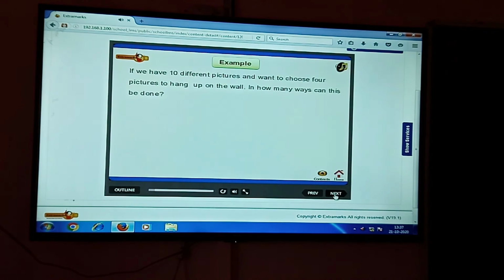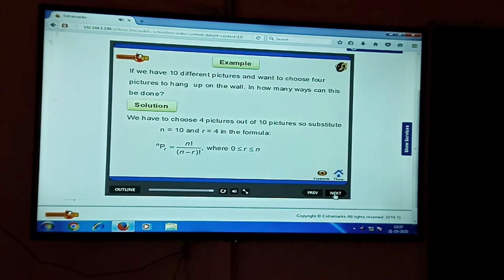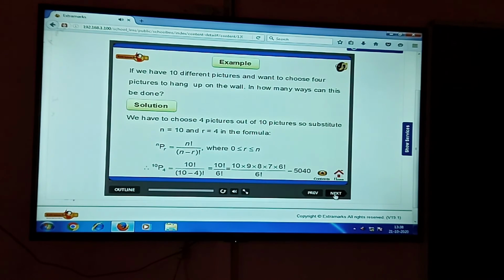Let's look at the following example. If we have 10 different pictures and want to choose 4 pictures to hang up on the wall, in how many ways can this be done? Solution. We have to choose 4 pictures out of 10 pictures. Therefore, by substituting n is equal to 10 and r is equal to 4 in the formula, we get the following result. Therefore, the total number of ways to choose 4 pictures out of 10 pictures is equal to 5040.